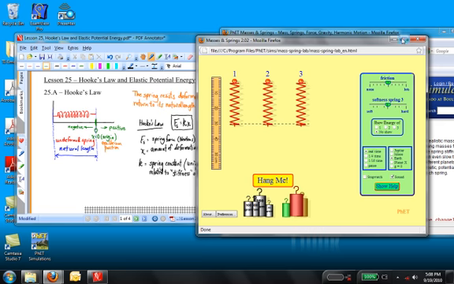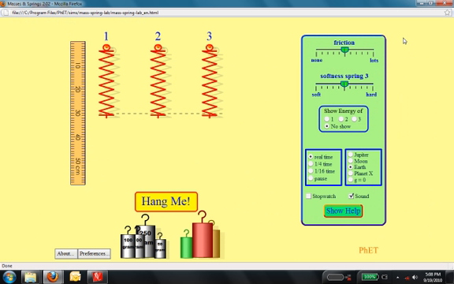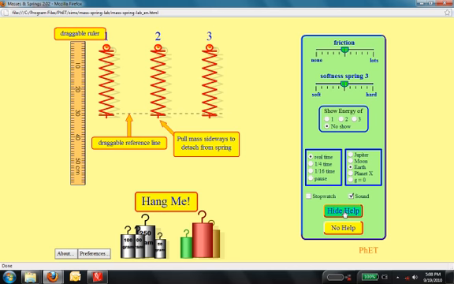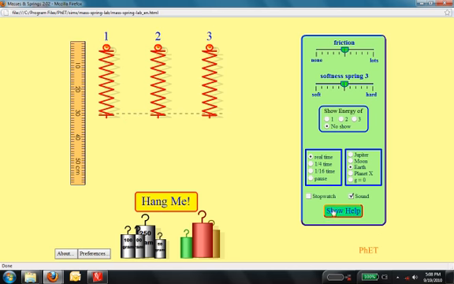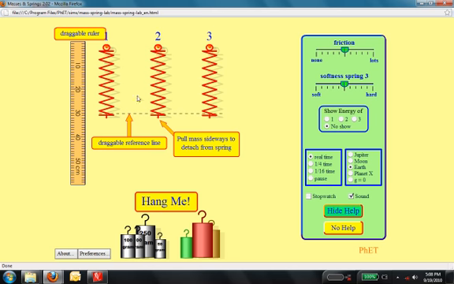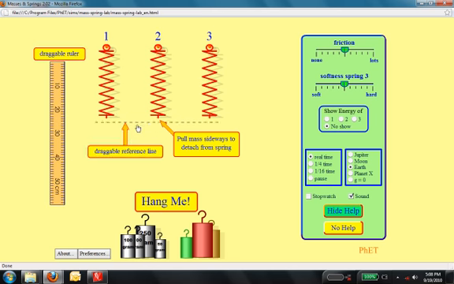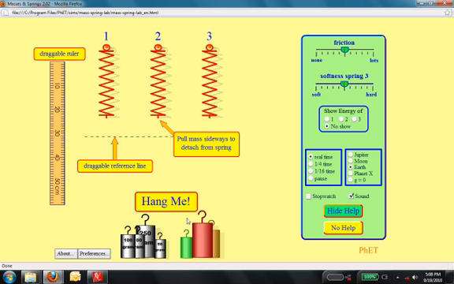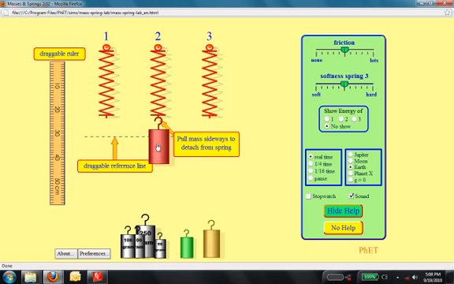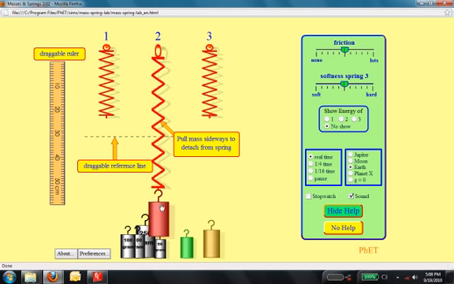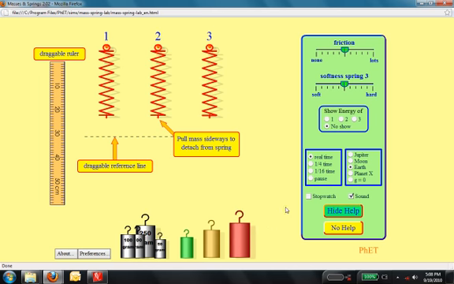And I'm going to enlarge this a bit and show that there are some aspects to this that you can look at. If you click on the button that says Show Help, you see that you've got a ruler that you can move around. You have a reference line that can be dragged around, and you can hang masses on these springs and watch the springs go up and down and pull the masses off, and the spring returns to its natural length.